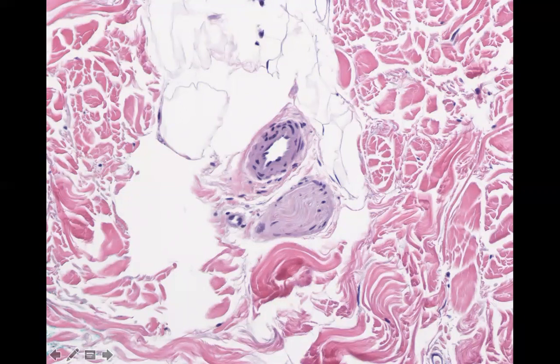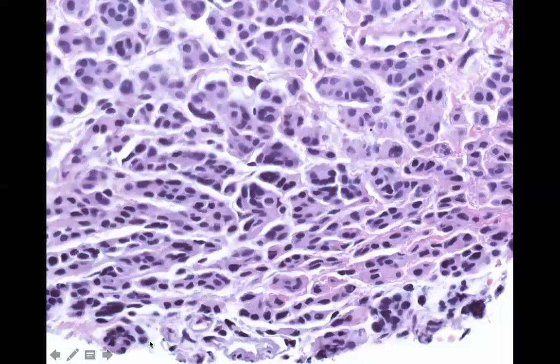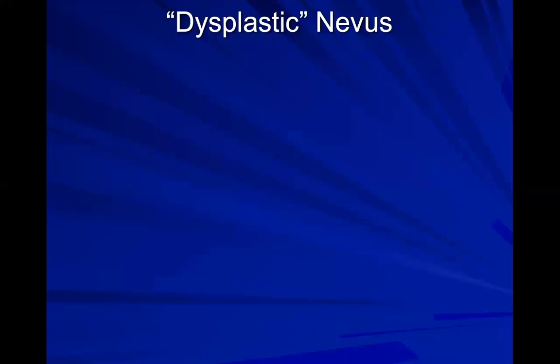But usually there's some nests on top that tell you you're looking at a nevus that's neurotized rather than a neuroma. Here's another example of benign round melanocytes that are nested, and then as they descend, they get smaller with less cytoplasm, okay? So those are benign, really banal nevi.